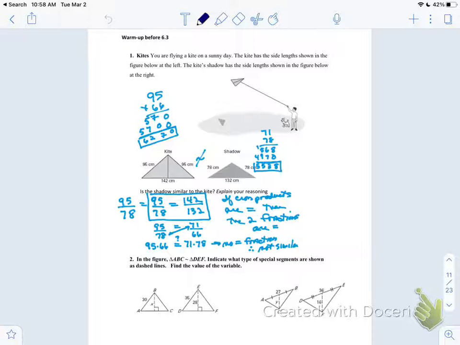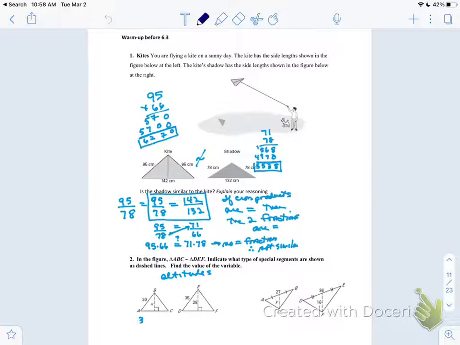Let's go down to this. In the figure, triangle ABC is similar to DEF, and look at the orientation, they are the same. Indicate what type of special segments are shown as dashed lines. Those are altitudes, because they come down from the vertex and make a right angle on the base. Altitudes are in the same proportion as the scale factor when you have similarity. So what is your scale factor?